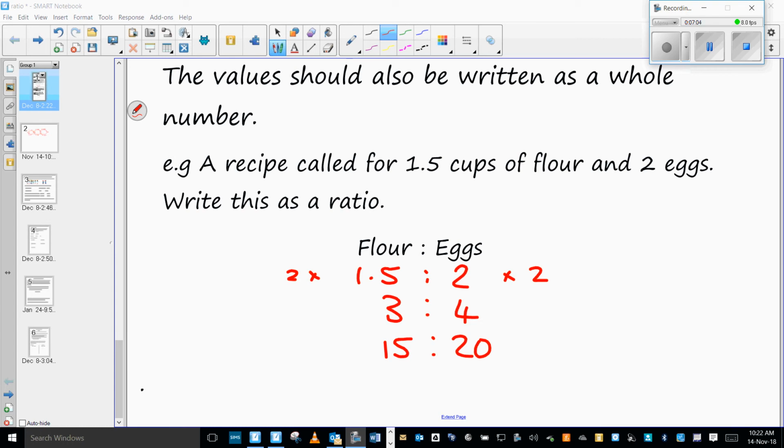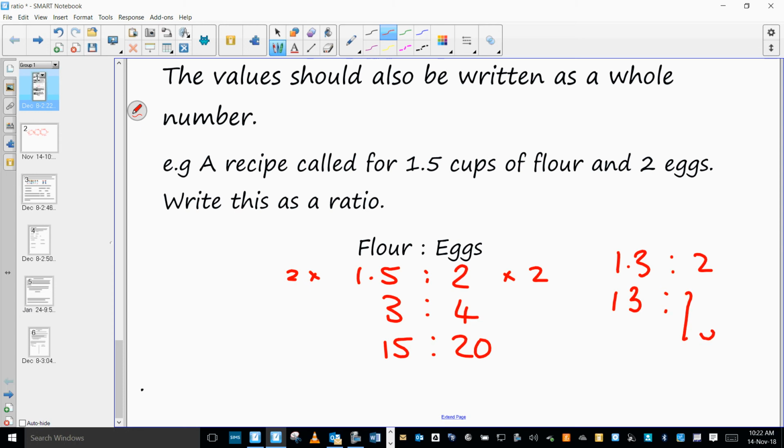As I said, if it wasn't nice, like 0.5, well, it was obviously multiplied by 2. So had this said 1.3 to 2, then I wouldn't have just been able to multiply it by 2. So to get rid of any decimal, you can multiply it by 10. So this would become 30 and 20. Do we have to simplify it or leave it? Well, again, yes, probably simplify it, but I'm going to go through that now.